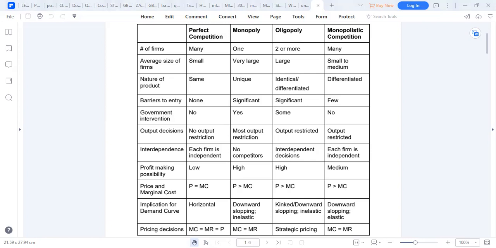So they make decisions interdependent. Okay. Are we together so far? Yes.